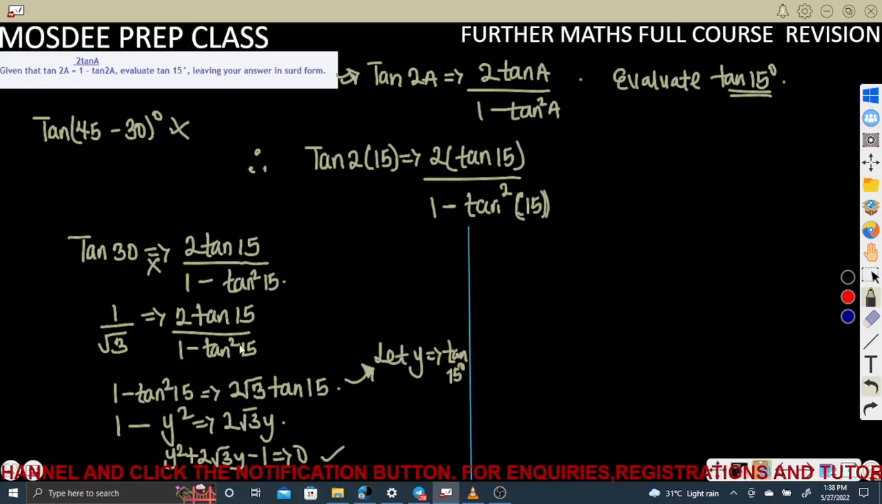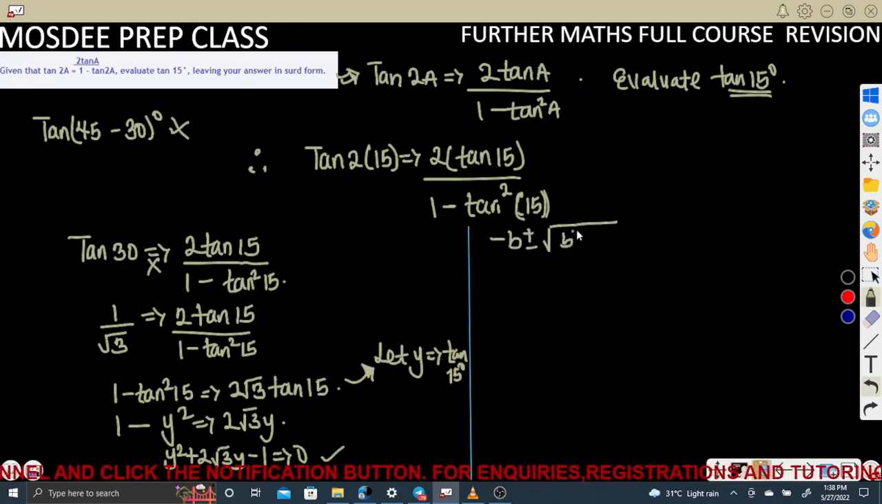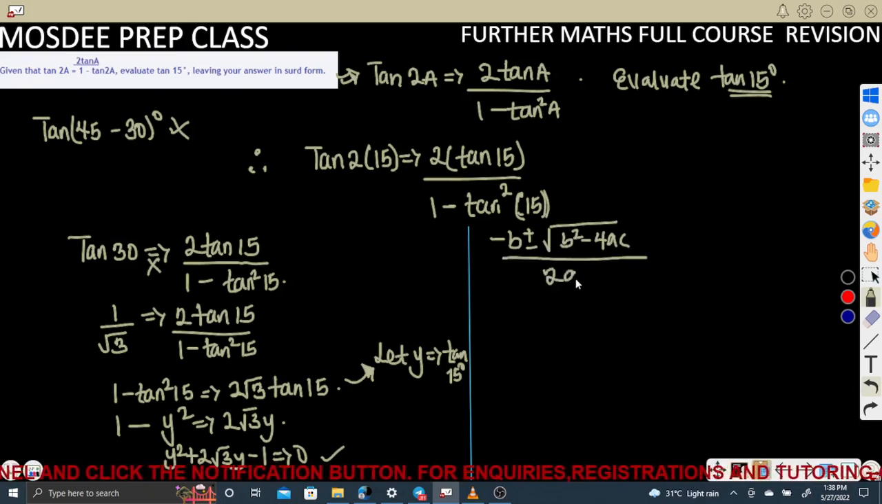The most important thing here is that you solve this using the quadratic formula: minus b plus or minus square root of b squared minus 4ac over 2a. You are going to have two answers. A is 1, B is 2 root 3, and C is negative 1. Remember y is tan 15, which is what you are looking for, so you don't need to revert. The question asks you to look for tan 15.